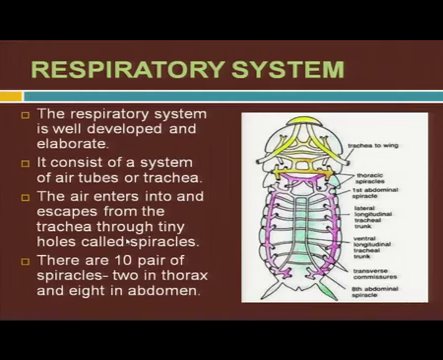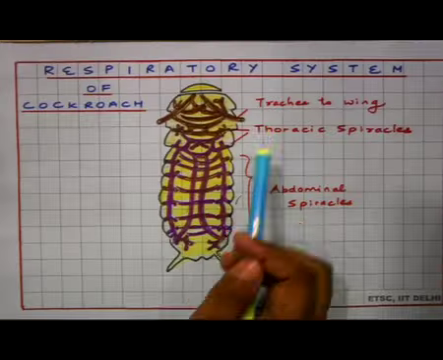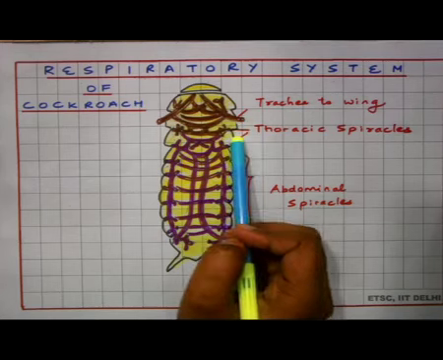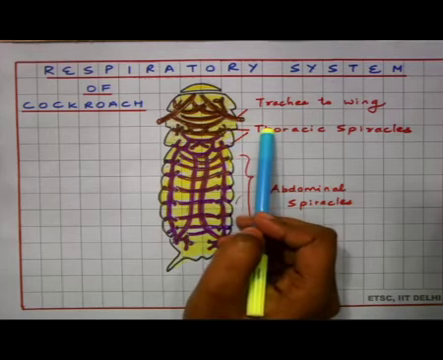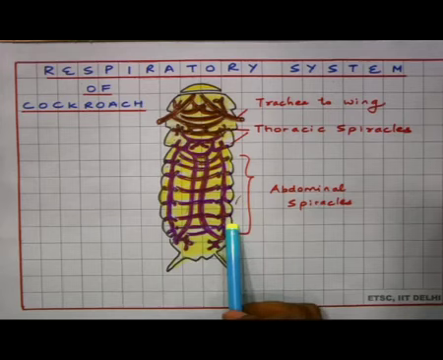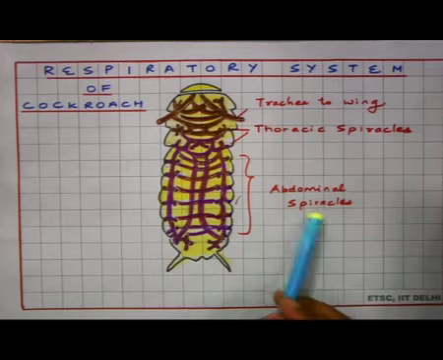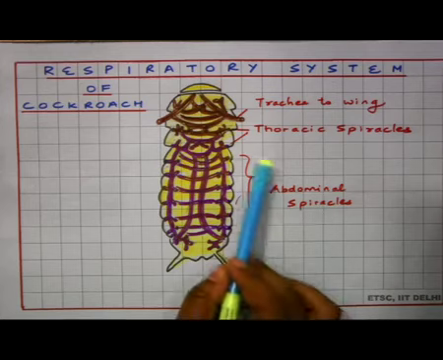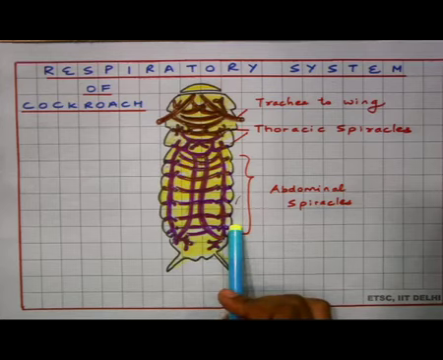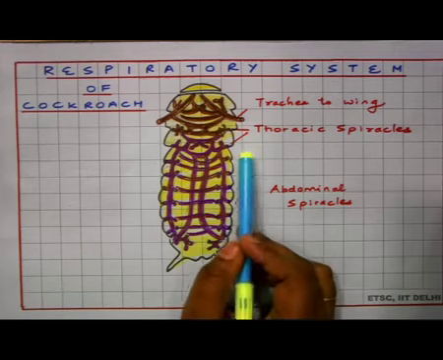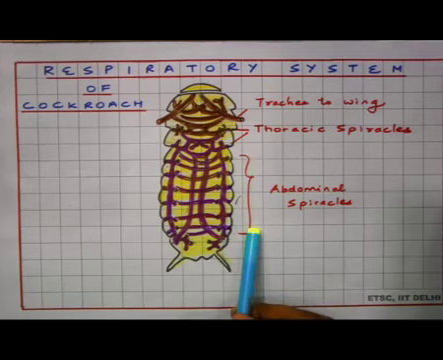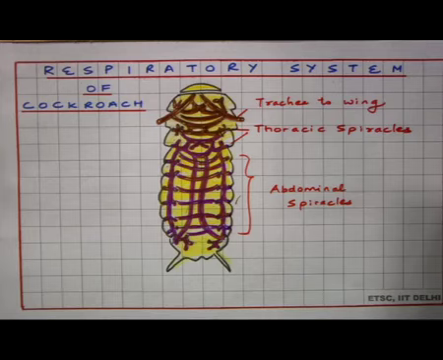There are 10 pairs of spiracles, 2 of which are in the thorax region, known as thoracic spiracles, and the rest, 8 in number, are the abdominal spiracles. So, there are a total of 10 pairs of spiracles in the respiratory system of a cockroach, 2 in the thorax region and 8 in the abdominal region. Accordingly, they are named as thoracic spiracles and abdominal spiracles.